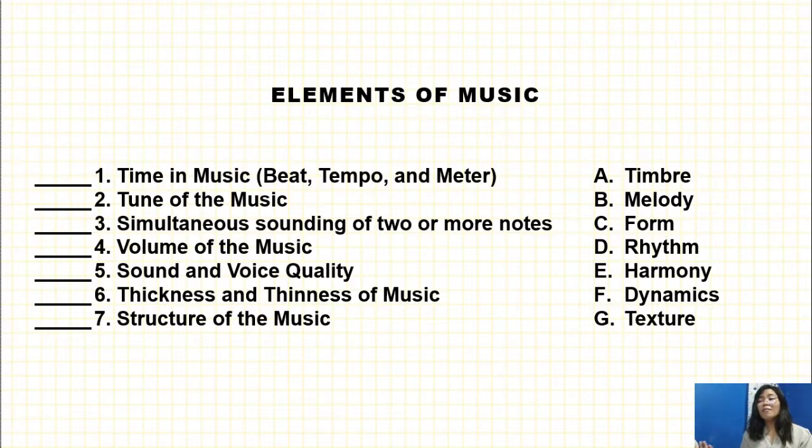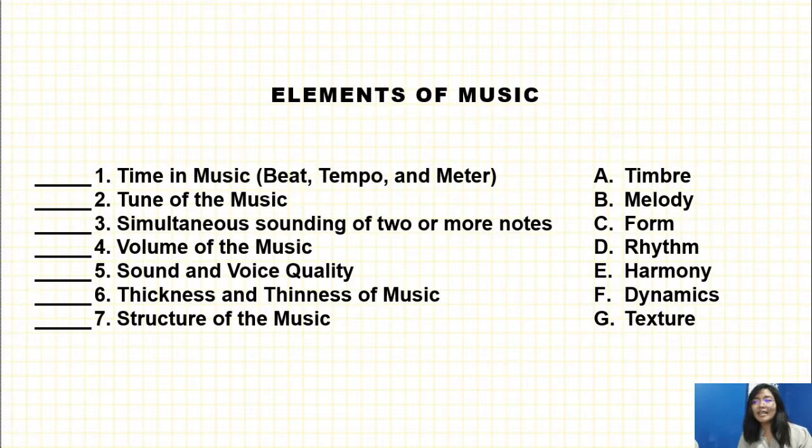On the left side, I have the questions or the meaning, and on the right side, I have the basic elements of music. What you are going to do is write your answer in your notebook. Okay? Let's try if you still remember the terms. First, time in music. It deals with the beat, tempo, and meter. Commonly, we use this to describe how fast or how slow the music is. What is your answer?